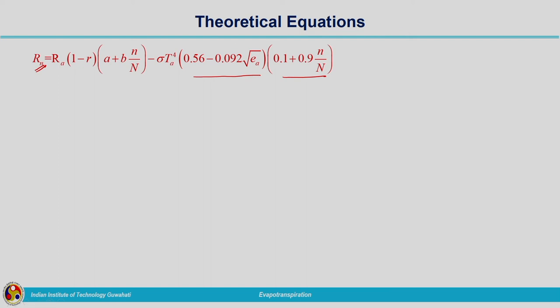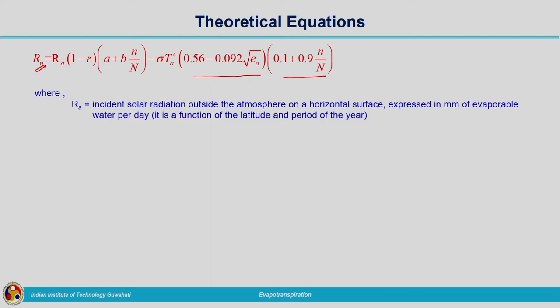Let us see the different terms contained within the equation. Ra is the incident solar radiation. Rn is the net radiation, and Ra is the incident solar radiation outside the atmosphere on a horizontal plane. It is also expressed in millimeters of evaporable water per day. This incident solar radiation outside the atmosphere is a function of latitude and period of the year. The period of the year is nothing but our different months, January to December.